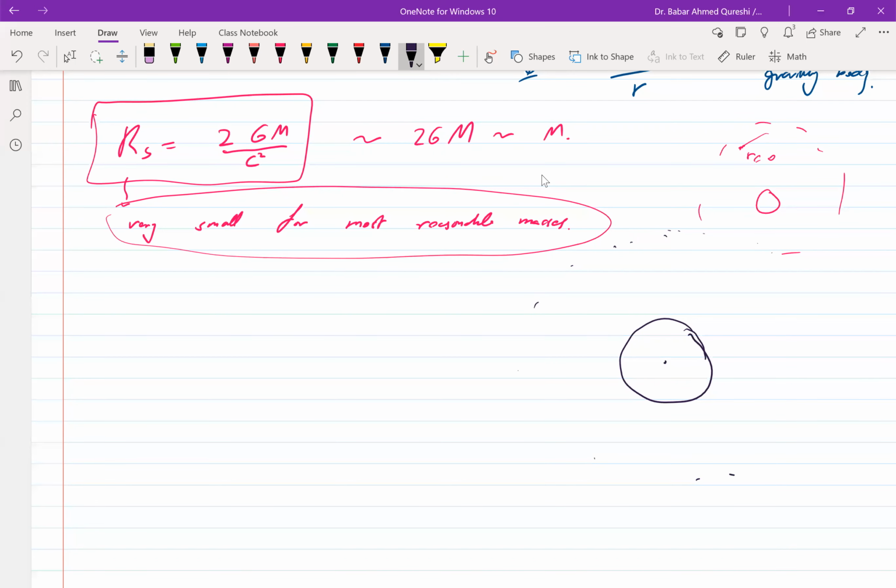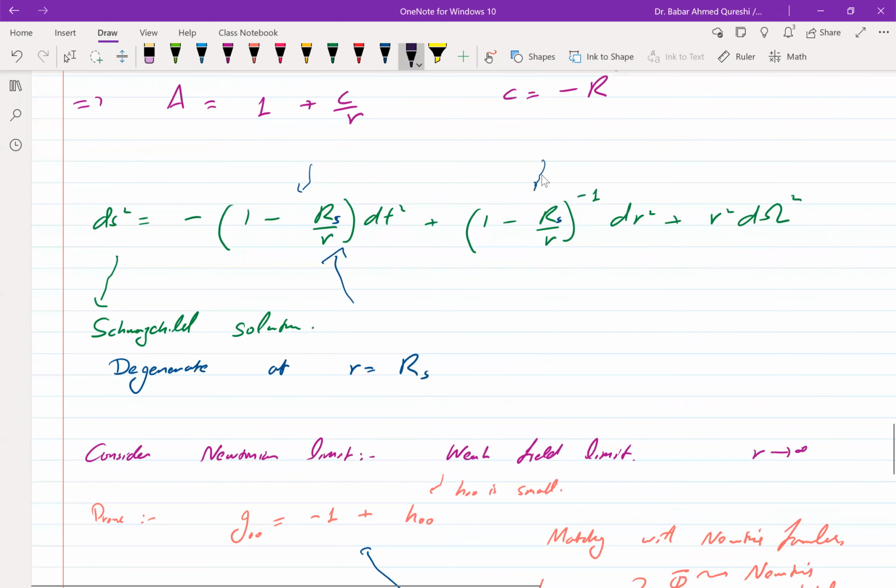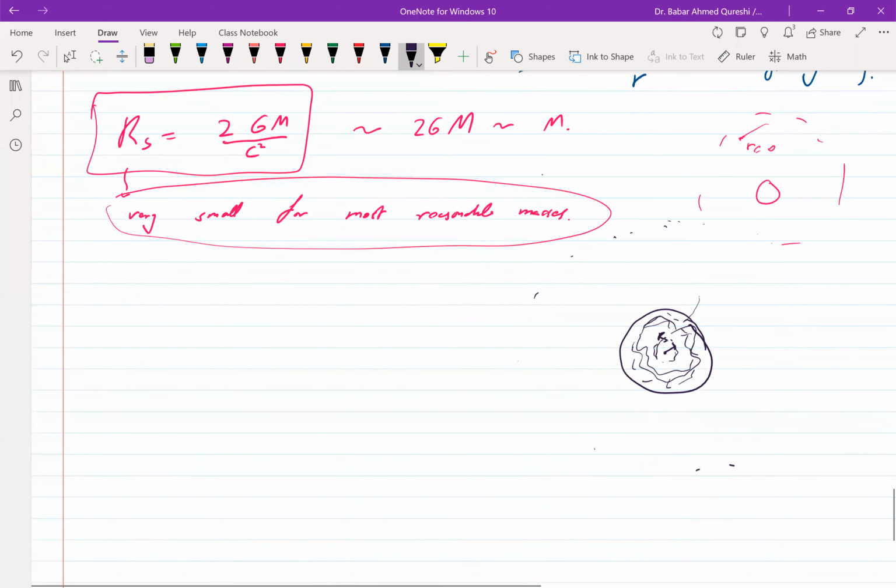But for most heavenly bodies, this Rs would be inside the body. That means, and we have derived this solution with the assumption that we are in the empty space, this solution will be modified in this region, and will not be valid over there. So we will not encounter for any heavenly body this problem that this metric becomes degenerate at r is equal to Rs, where Rs is called the Schwarzschild radius, because by the time you reach there, the metric is no longer valid.